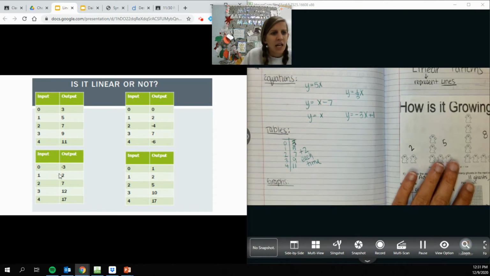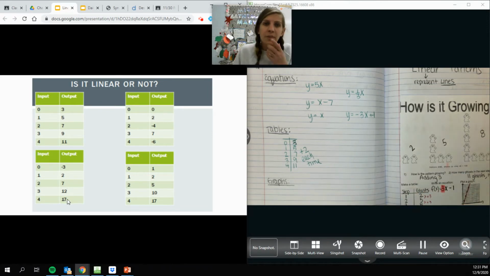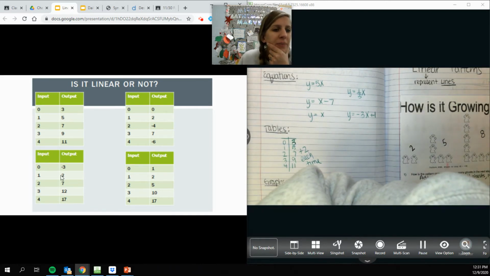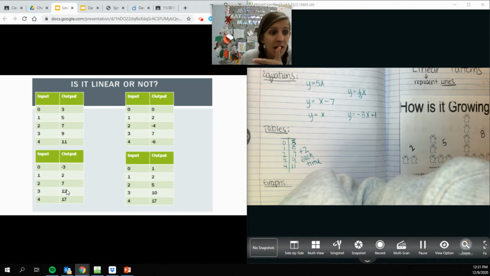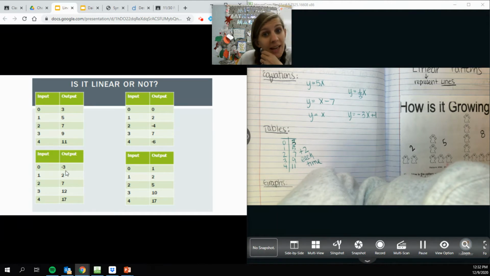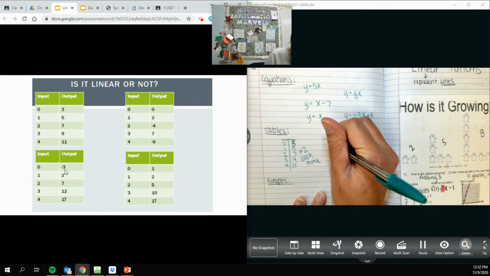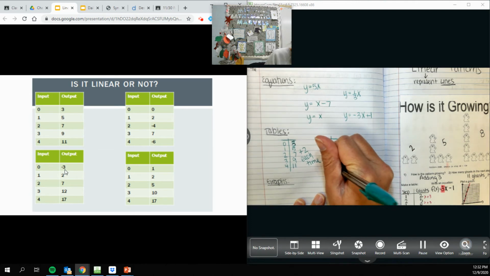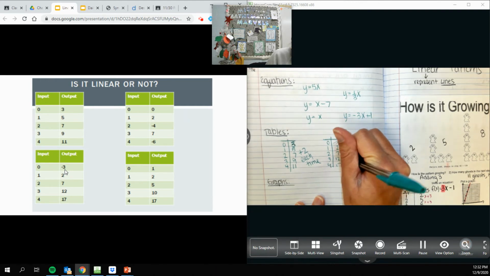Now the next one, again, just looking at the output values, -3 to 2 to 7 to 12 to 17. Well, the -3 to 2 is kind of weird, but 2 to 7, that's up 5. And then 7 to 12, that's up 5. And then 12 to 17, that's up 5. And if you go back and think about it, if I start at -3 and go up 5, I'd be at 2. So that is linear because you are adding 5 each time. So 0, 1, 2, 3, 4, -3, 2, 7, 12, 17. We added 5 each time.